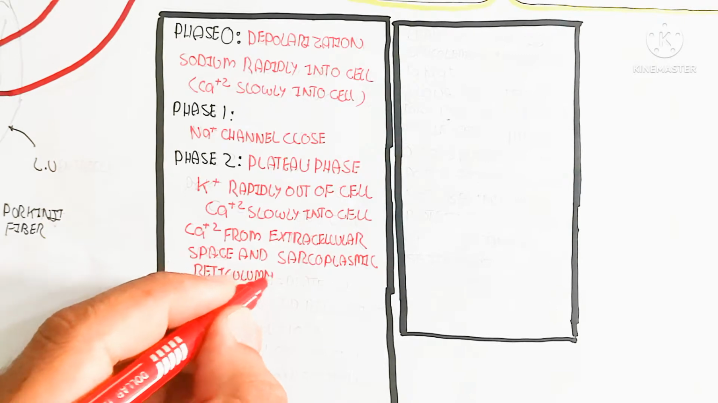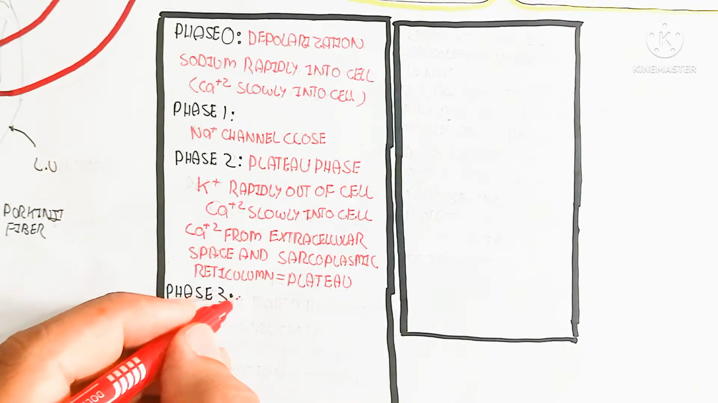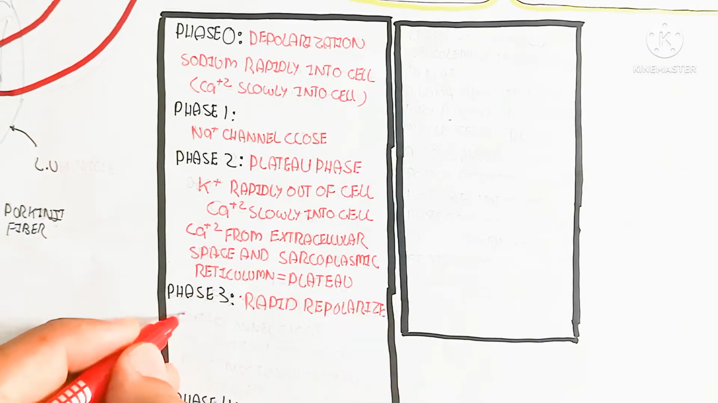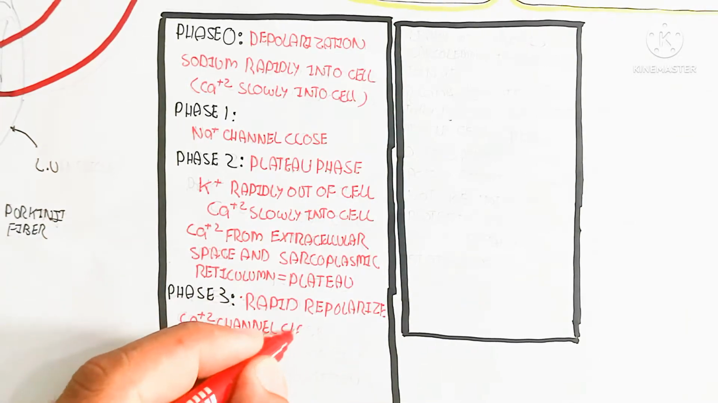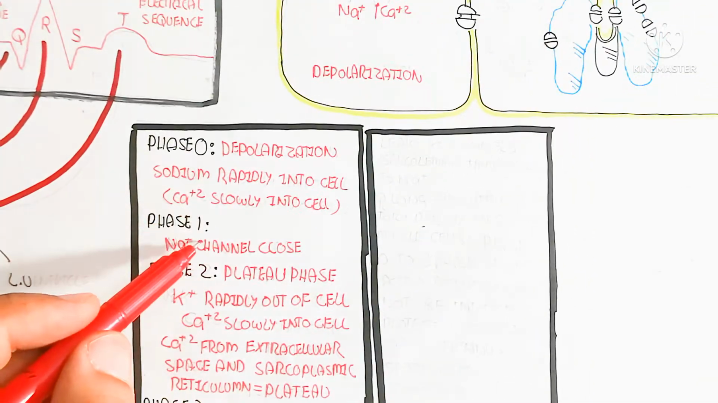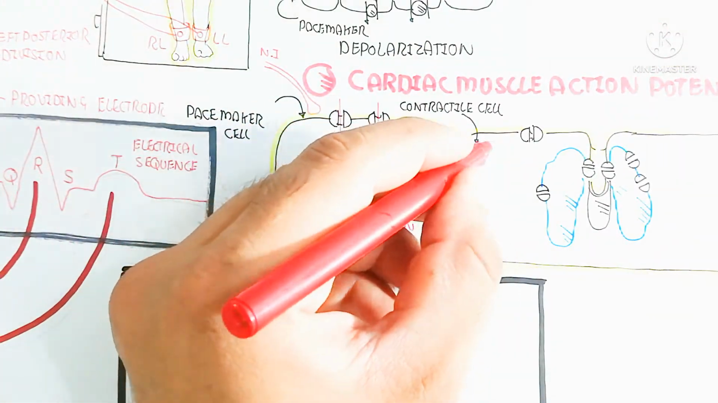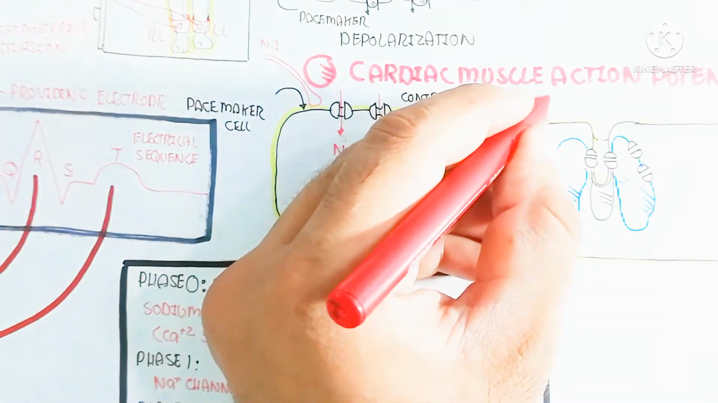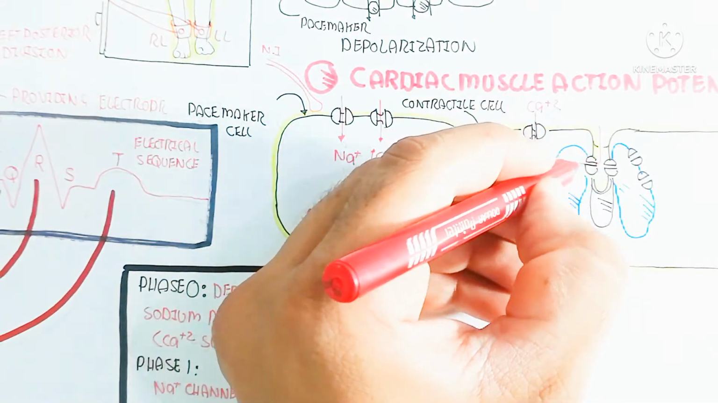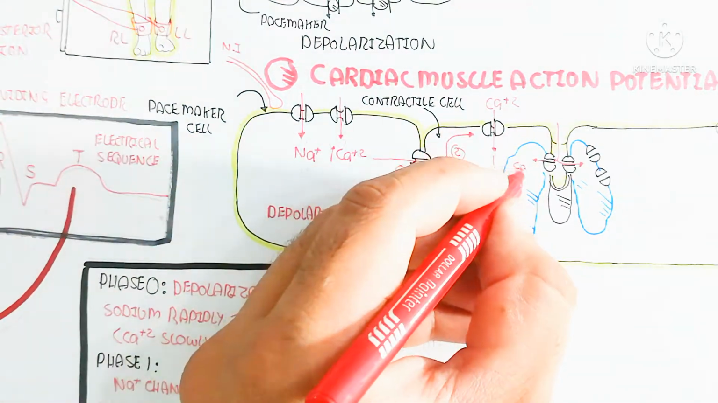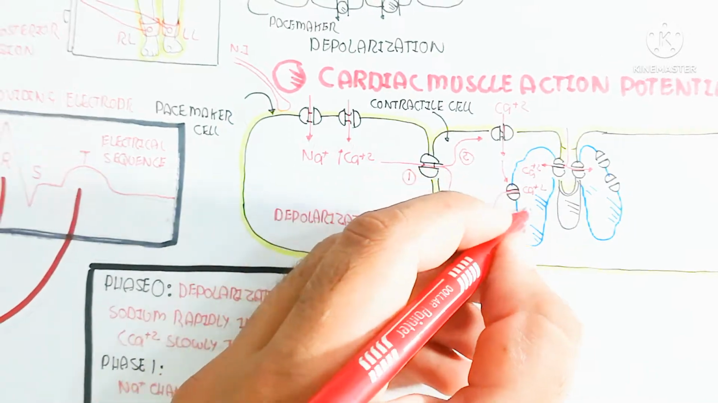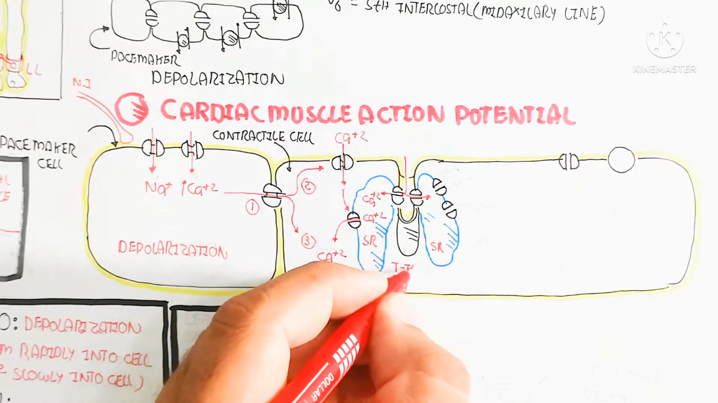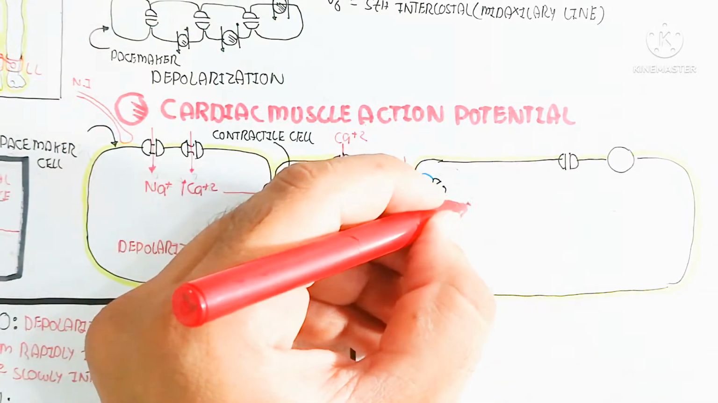In this phase, potassium rapidly moves out of the cell and calcium slowly moves into the cell. When potassium moves out, it maintains the depolarization, and the calcium from the extracellular space and the sarcoplasmic reticulum is equal to the plateau phase. Why? Because it is not only calcium moving inside, but potassium rapidly moves out of the cell. So that is why a slight balancing will occur, and this is the T tubule.